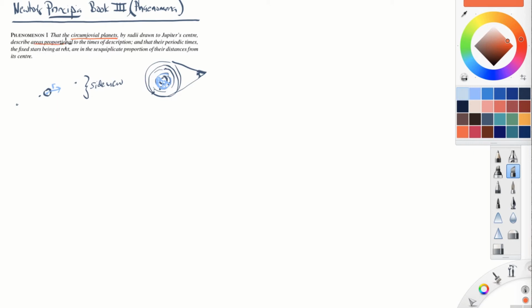Areas are proportional to the times of description. And secondly, that the periodic times, and this is an aside, the fixed stars being at rest, are in the sesquiplicate proportion of their distances from the center.